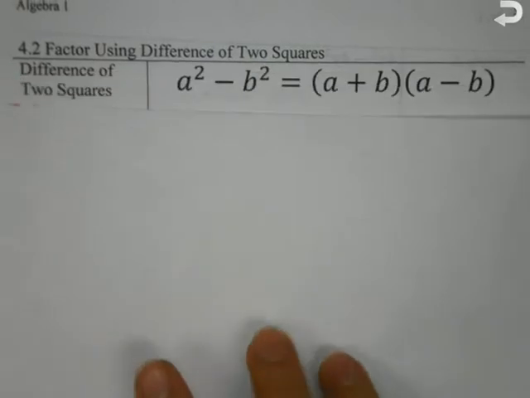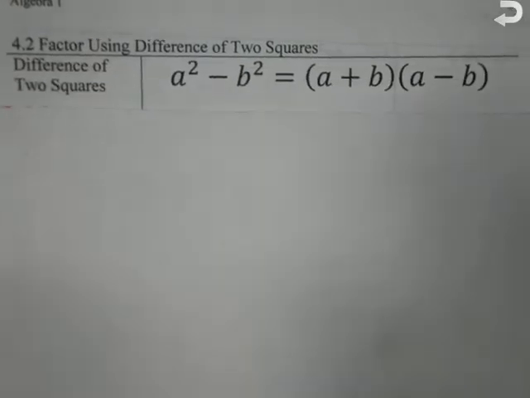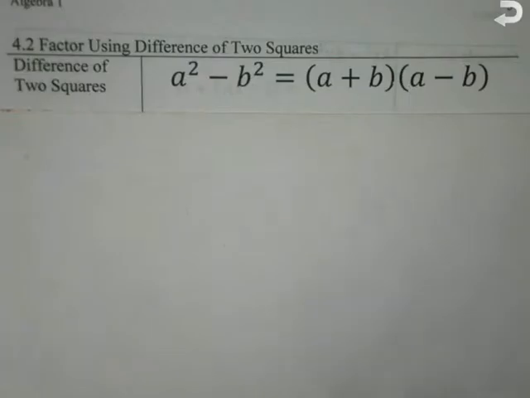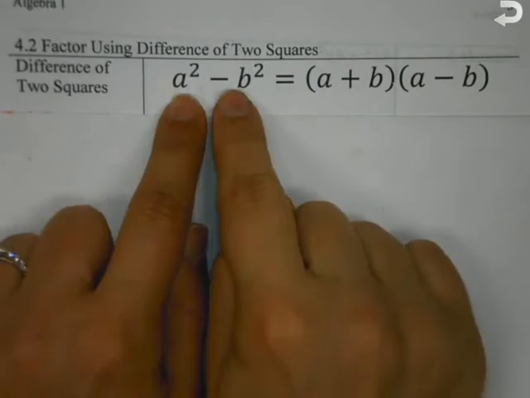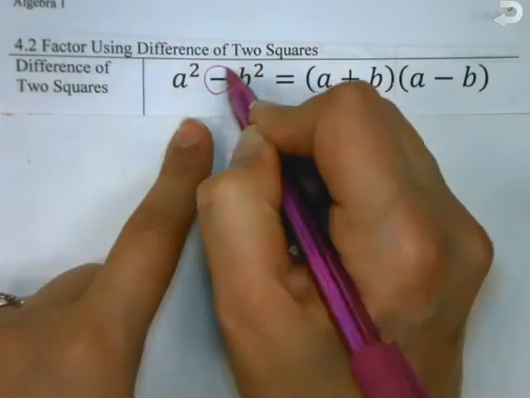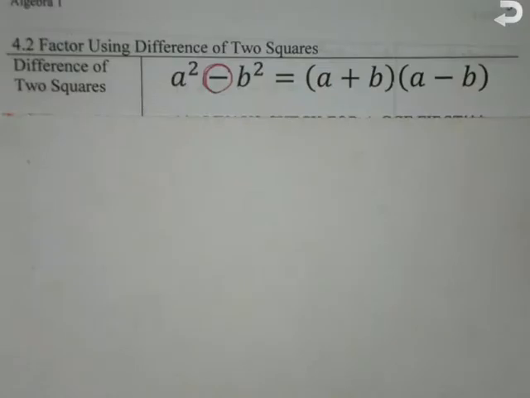So here's what a difference of two squares looks like. We're going to have two perfect squares. An example of a perfect square would be 9 or 36, or can anybody think of another one? 49 is one. 64. 69 is not, no. 81. So we have to have two perfect squares and they are being subtracted. The rule does not work for addition. It only works for subtraction.